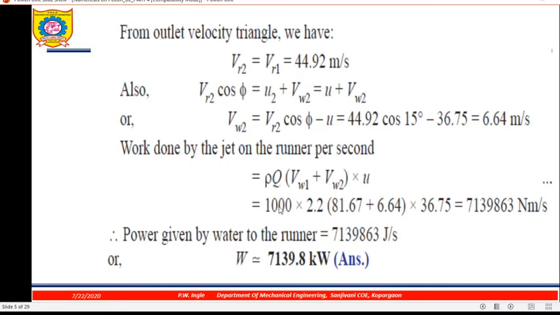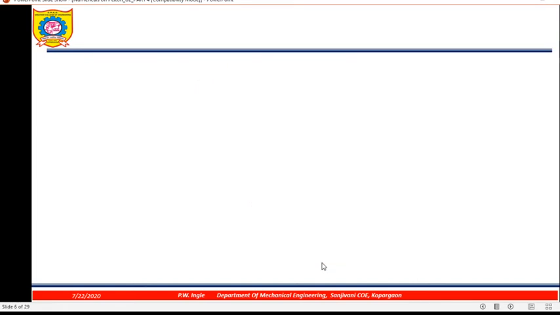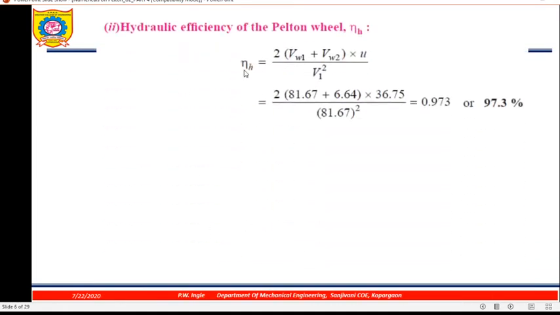Once you are getting Vw1 and Vw2, Q is already given, then rho is 1000. By putting the values in the formula rho Q in bracket Vw1 plus Vw2 into U, you are getting the work done by the jet on the runner per second. Then the power given by water to the runner is nothing but you convert this into kilowatt, and you will get the power given. Now, what is the hydraulic efficiency?